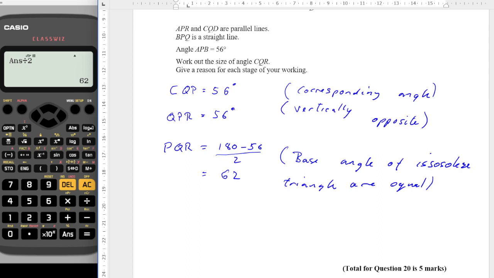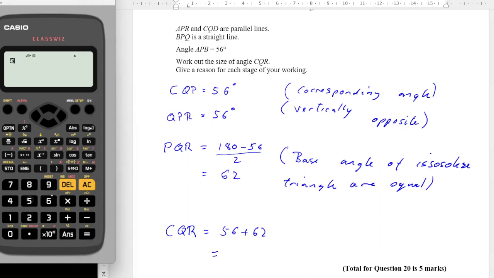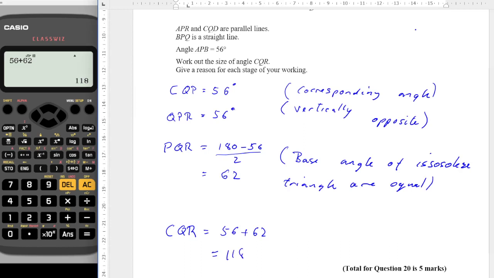So the angle that I'm after, CQR, is going to be equal to 56 plus 62. So that's going to be 56 plus 62, which gives me 118. Okay, there we go.